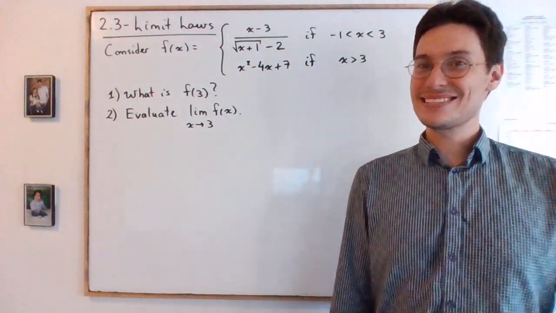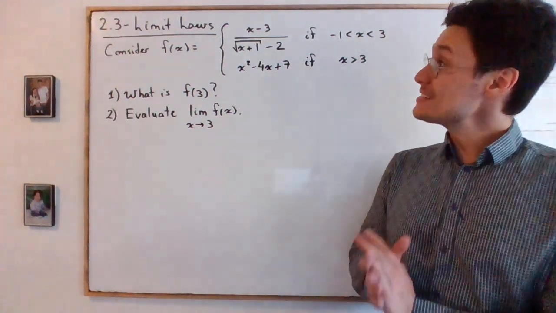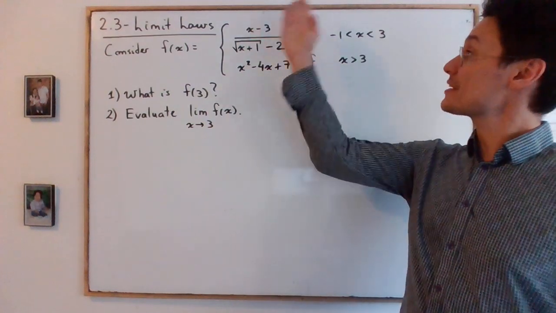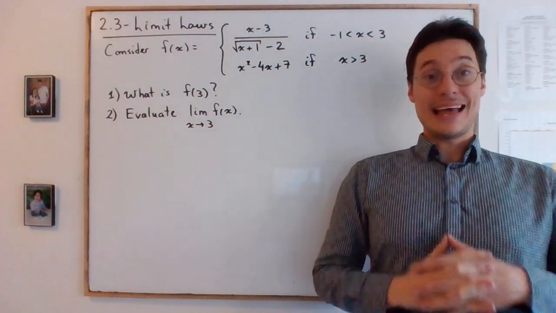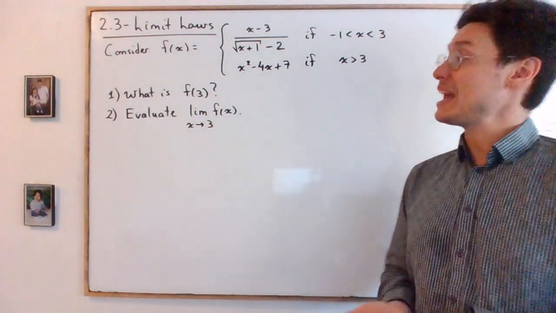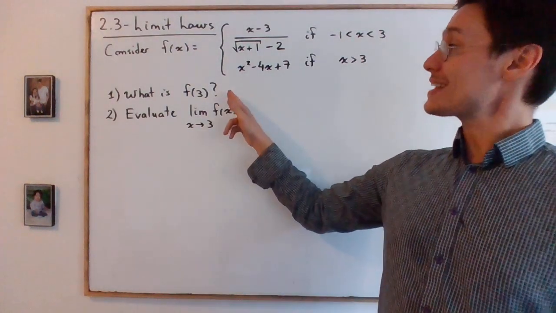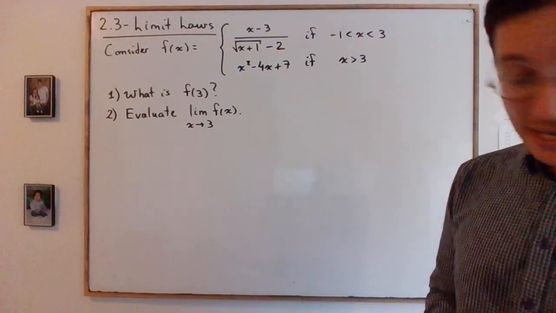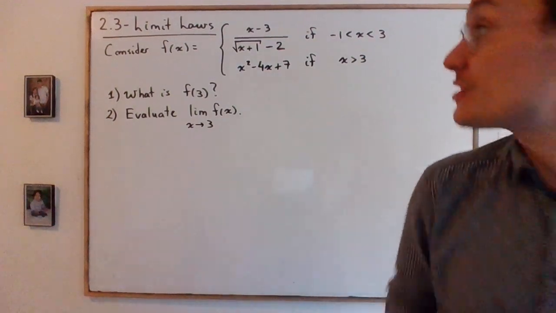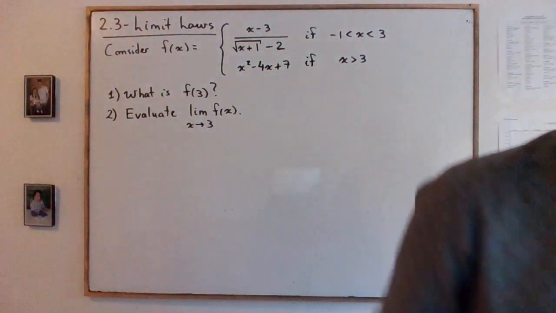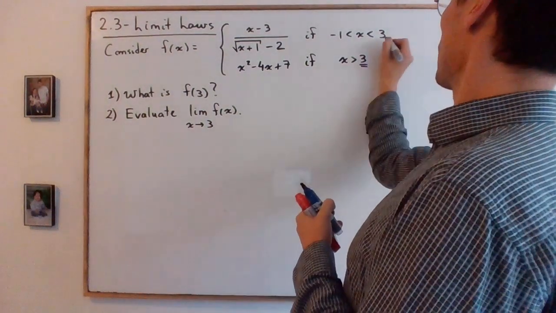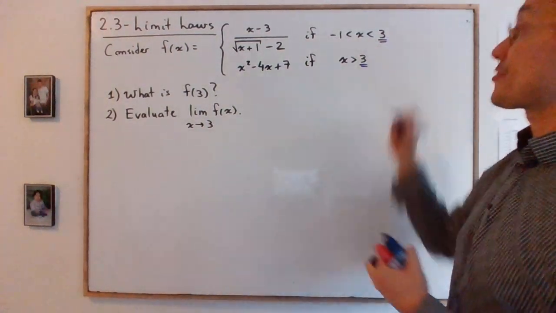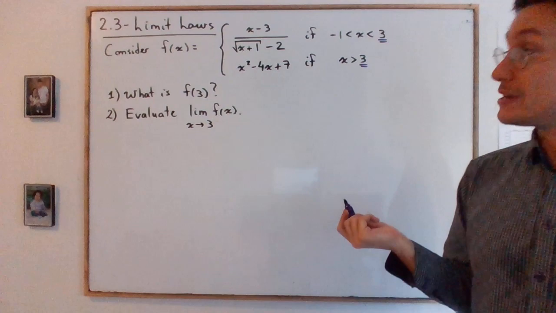Hi Calculus 1 students. In this video, we're going to consider a piecewise function, and typically the two questions that you will be asked are, what is f of 3? Notice first that 3 is actually the junction value of the function. So let's label it in purple. I'm talking about this 3 right here. What is f of 3?